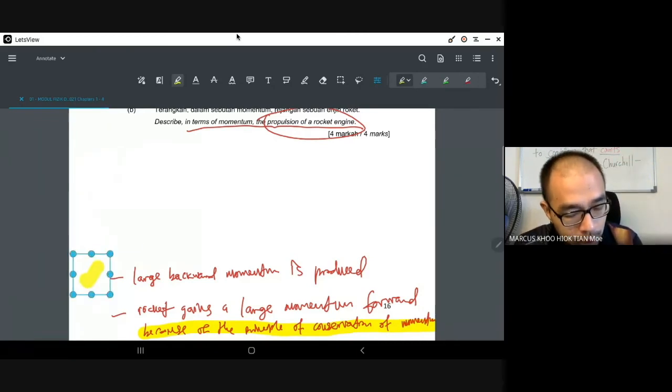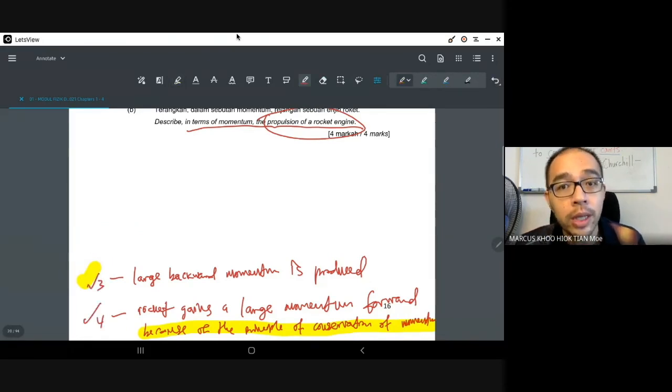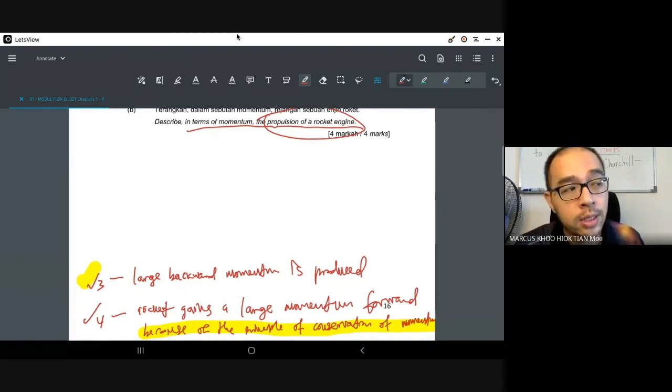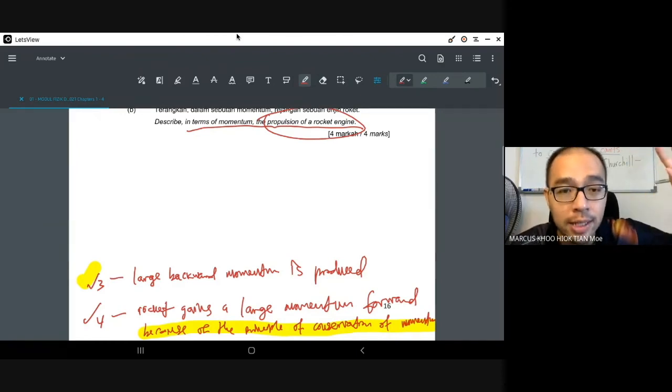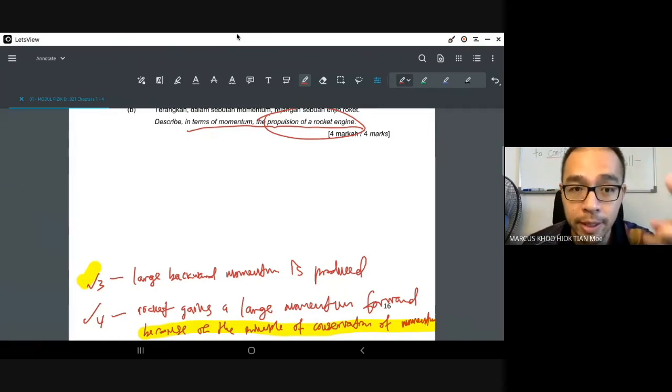But this is only the third point and the fourth point. We know that in order for the rocket to go up, there must be a big momentum downwards. A big momentum downwards will produce a big momentum upwards. So we call the downwards a backward momentum, upwards a large momentum forward. The problem is, how do we explain the large momentum backward? How is the large momentum backward produced?